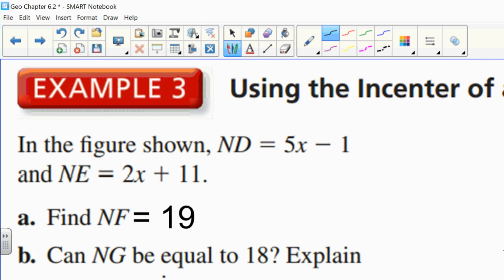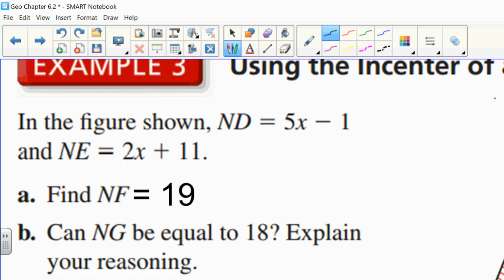Let's look at the next problem. And yes, these do look the exact same, but we do now have a part B. Already filled in part A because NF is 19. Now, part B is asking, can NG be 18? What do we think? So could it be 18?